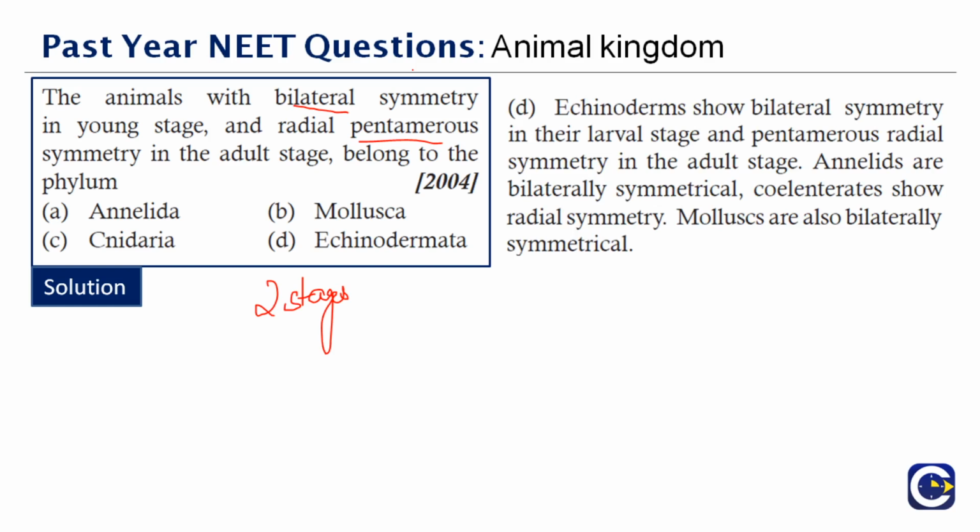The question is asking about two stages, that is why it is Echinodermata. It has to show both the stages, bilateral and pentamerous, and only Echinodermata will show that, while the rest have either one. Mostly it is bilateral and radial. Therefore the correct answer to this question is option D.